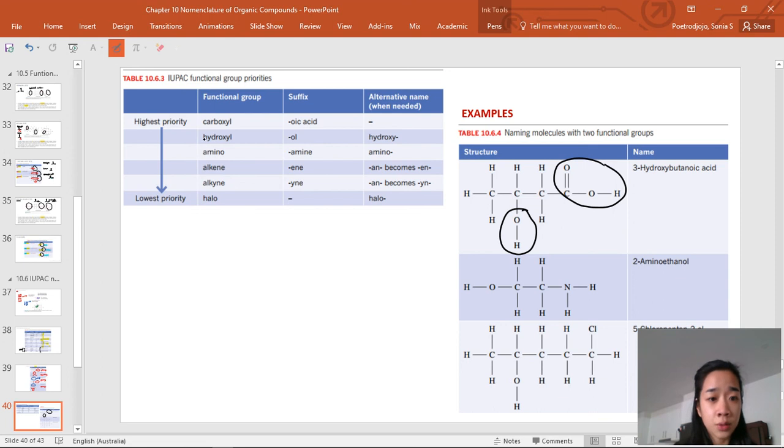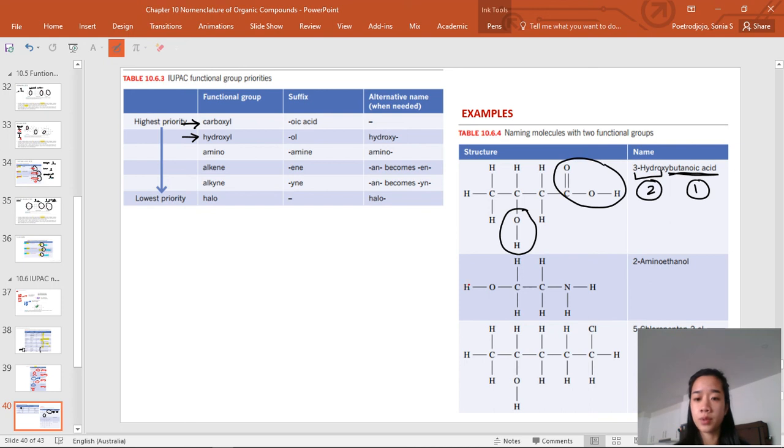Okay, and here was the alcohol. We've got an alcohol and a carboxy group. We can see that the carboxy group actually has the highest priority, so that's why it is the suffix. And then to say we've got an alcohol, we put hydroxy. We can see this is priority 1, this is priority 2.